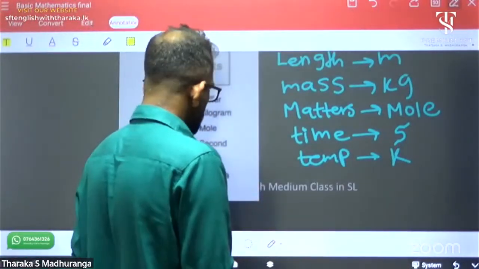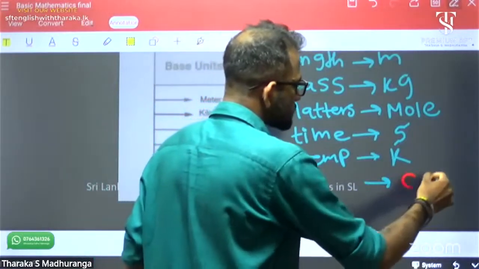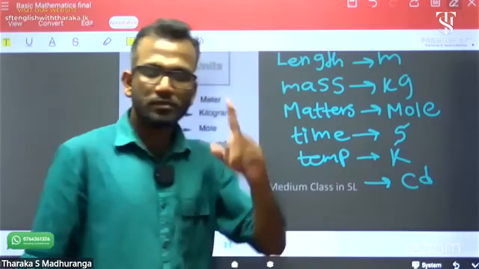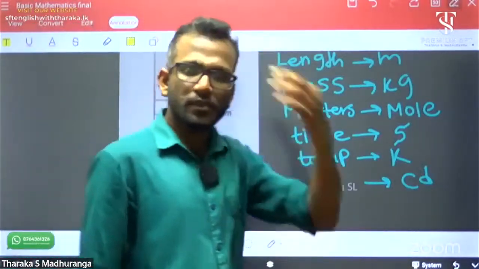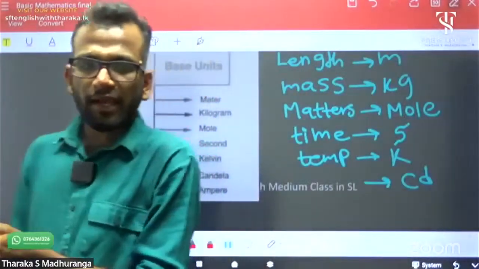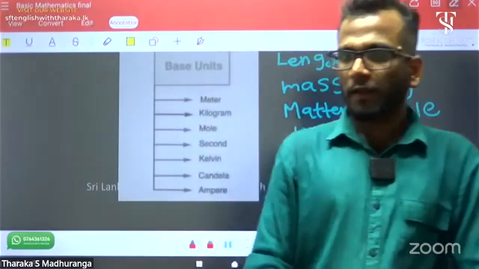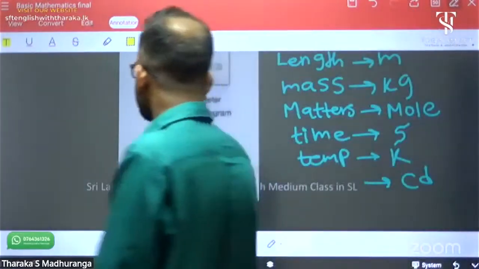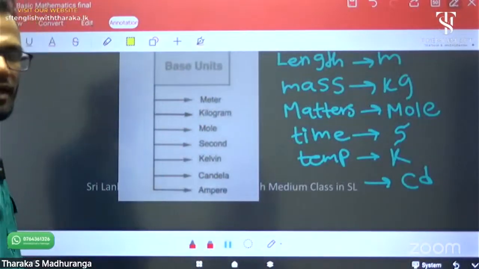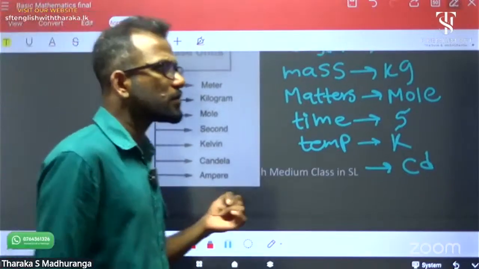Okay, now you have the unit candela, CD. Do you know what quantity is measured by candela? What's the quantity measured by candela? Do you have any idea?